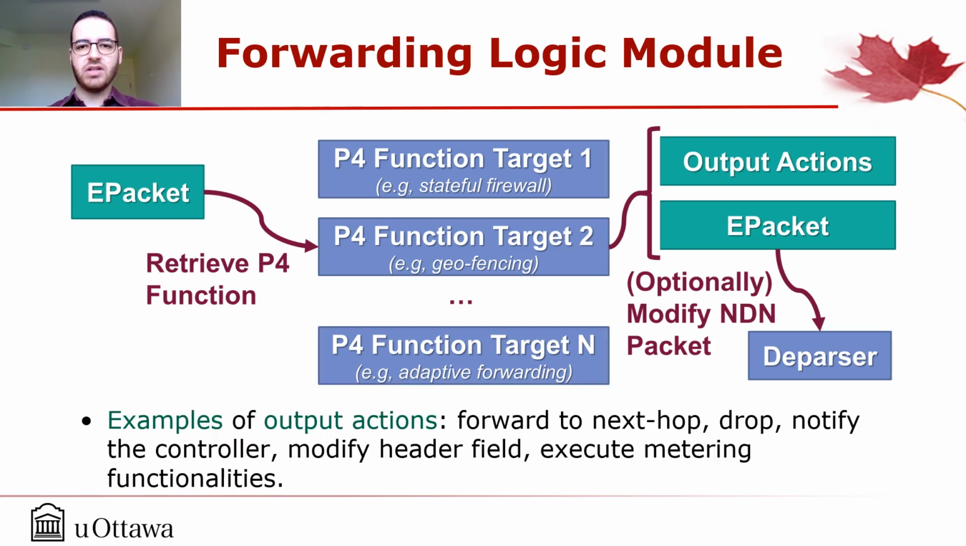Here are some examples of output actions. A first action is to choose the next hops to which the packet will be forwarded among the list of possible next hops from the EFIB. Other actions are to drop the packets, notify the controller, modify some header fields, or execute some metering functionalities. Finally, if the E packet was modified, it will go through the deparser to modify the corresponding NDN packet accordingly.